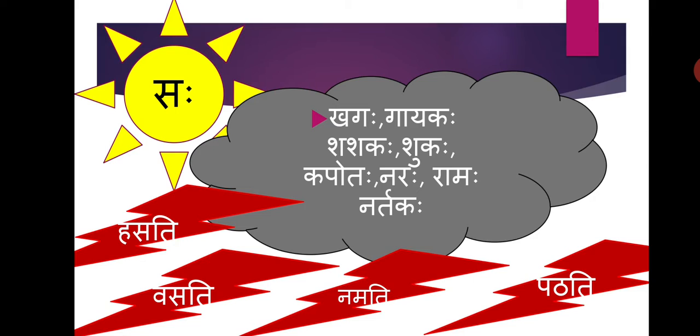Now in this we have just changed the pronoun; instead of eshah we have written sah. Okay, so we have only changed the pronoun but the meaning also changed: eshah means this and sah means that. So here we can make sentences like sah gayakah namati, sah shukah hasati, likewise.